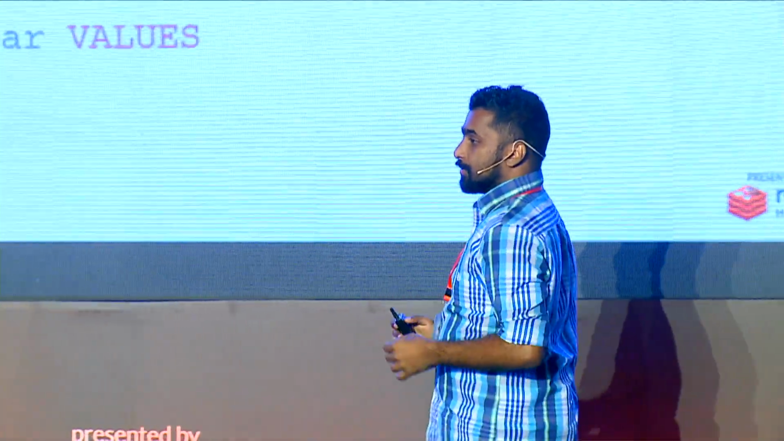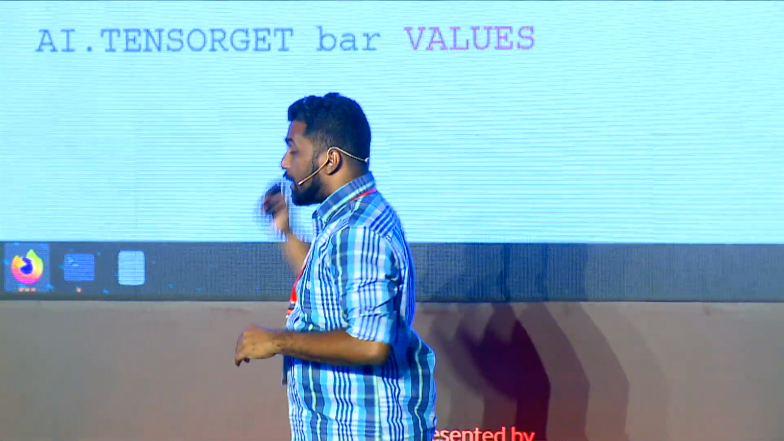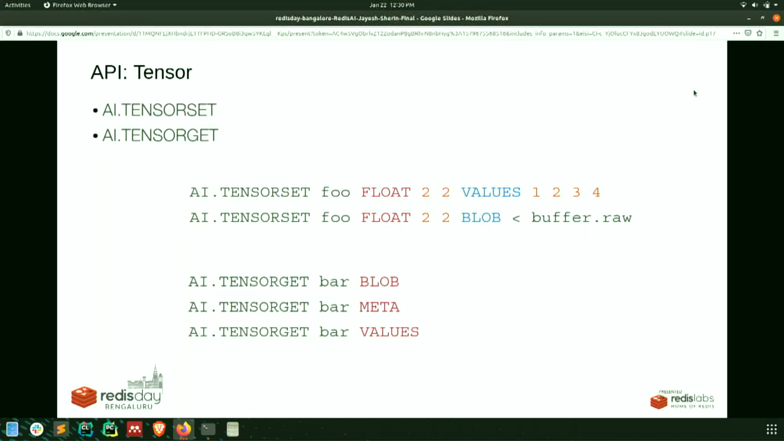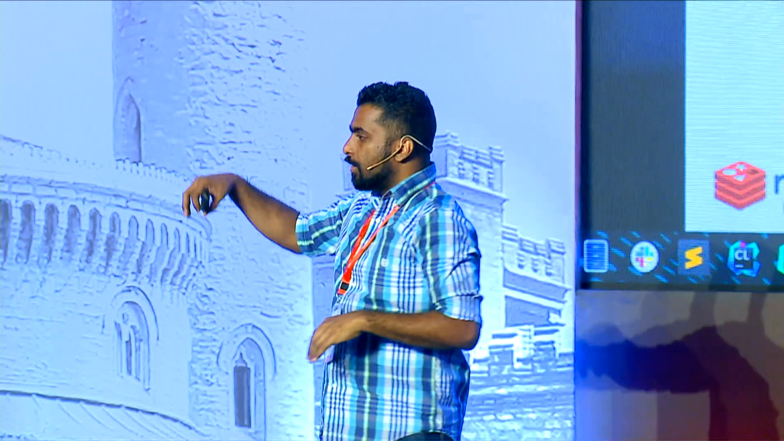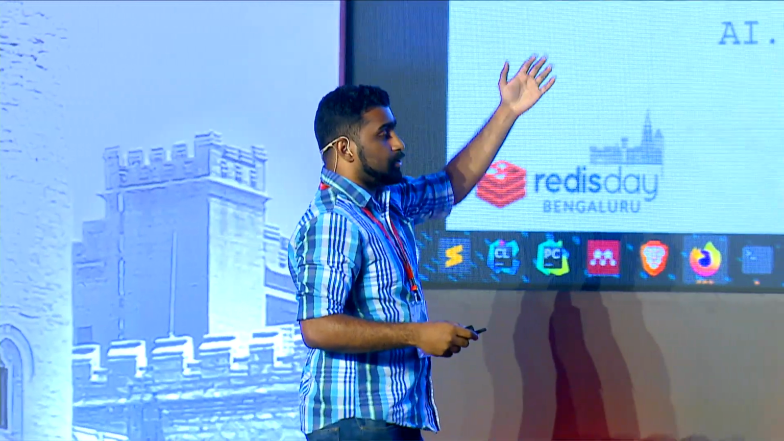Right. So tensor set is the command to set that input. You could pass an array of numbers, or buffer.raw, the numpy array itself, and you can specify the data type and the shape. So with tensor set, you can set that input on foo, and with tensor get, you can take that. RedisAI stores the output on the key bar, and you use tensor get to take it back.